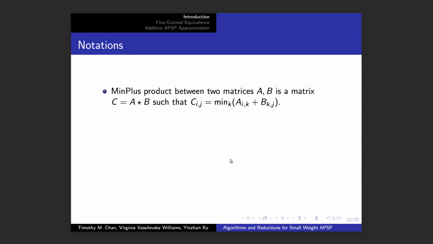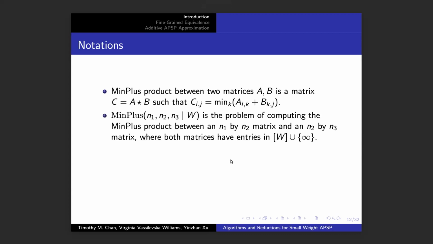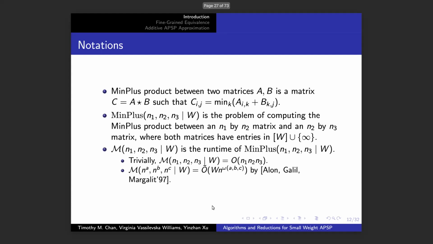The min-plus product between two matrices A and B is a matrix C such that C_ij equals the minimum over k of the value A_ik plus B_kj. And we use min-plus (n1, n2, n3) with weight W to denote a special instance of min-plus product. Specifically, in this instance, we need to compute the min-plus product between an n1 by n2 matrix and an n2 by n3 matrix, where the entries of both matrices are either small integers bounded by W or infinity. And we use M(n1, n2, n3) with weight W to denote the running time of the above mentioned min-plus product instance. So if we use a brute force algorithm, then the running time can be bounded by n1 times n2 times n3.